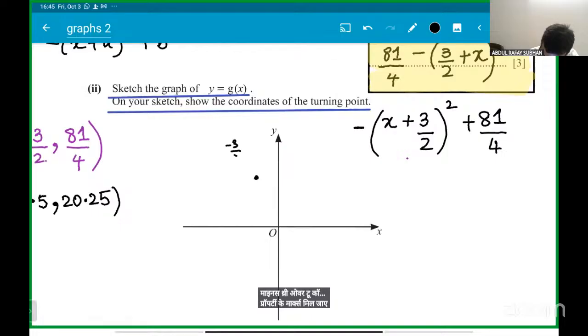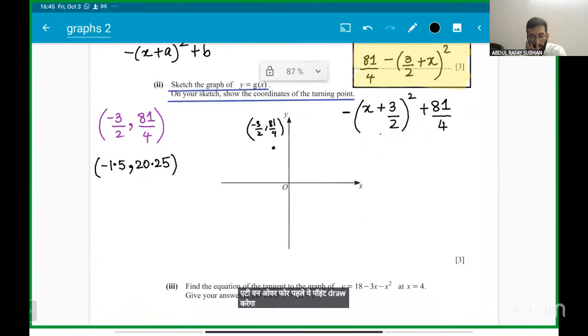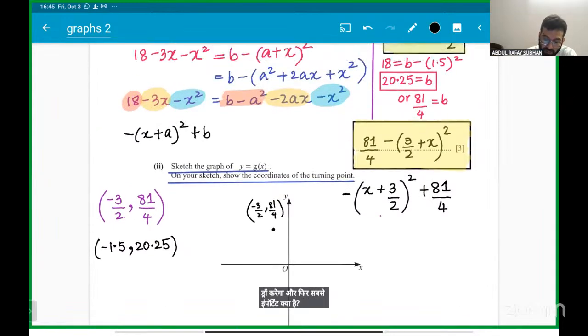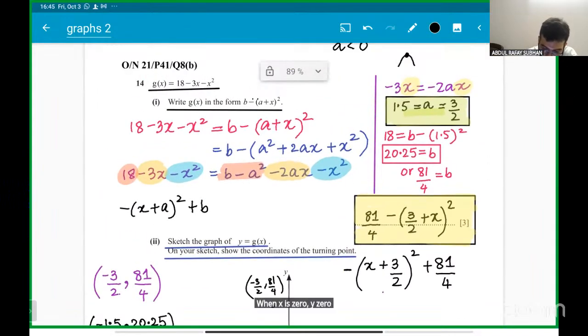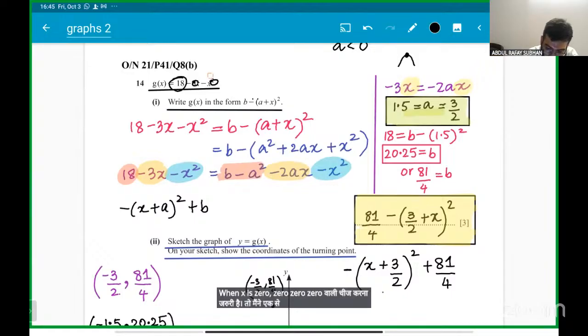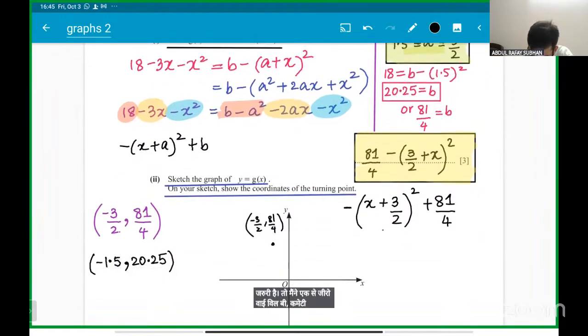कि सर -3/2, 81/4. पहले ये पॉइंट ड्रॉ करेंगे, और फिर सबसे इम्पोर्टेंट क्या है, y when x is 0, y is 0 वाली चीज करना जरूरी है. तो when x is 0, y will be coming 18. ओके, सो when x is 0, y will be coming 18, तो वो यहाँ ले लेते हैं. ये ज्यादा डिफरेंस नहीं होगा. ये समथिंग 20.